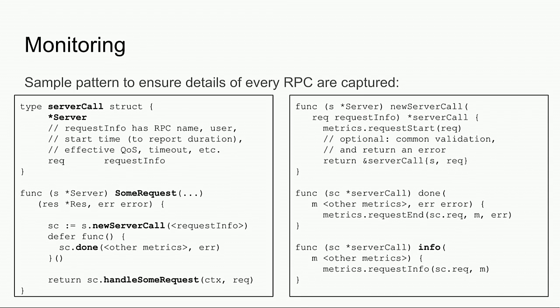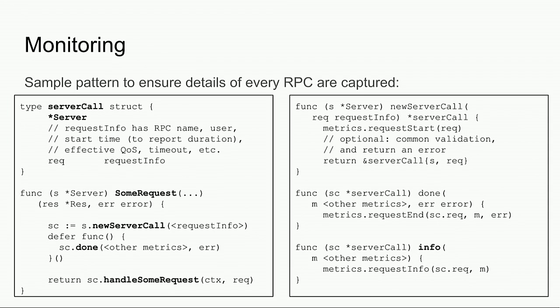But basically what we did is we embedded our server object inside of another struct called a server call, which would also carry information about that particular call. And then in our server handlers, we would essentially implement the actual handler logic on this type, and then our outer server handler would instantiate one of these and then make sure to defer a done function that would actually record latency metrics and things like that, and then call the real handler.